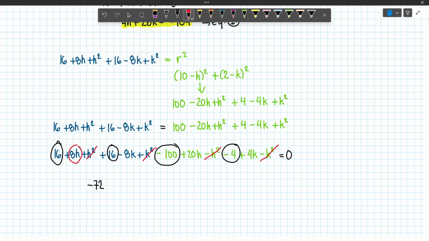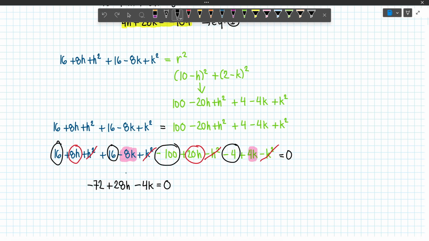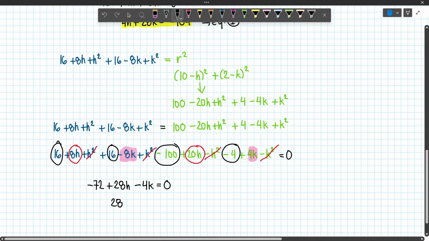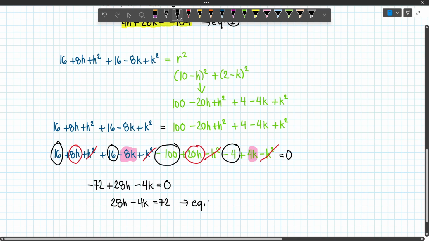Now these are also like terms. Plus 28h. And these are also like terms. If you add negative 8 and 4, you will get negative 4k equals 0. We can move this to the right side so that our left side will contain the unknown variables. So it will become 28h minus 4k equals 72. So this will be our equation 2.